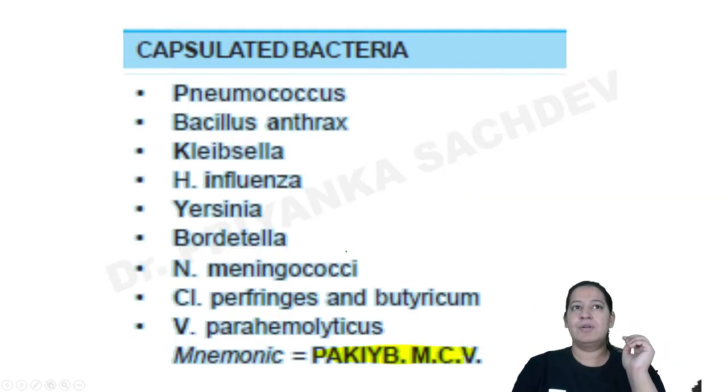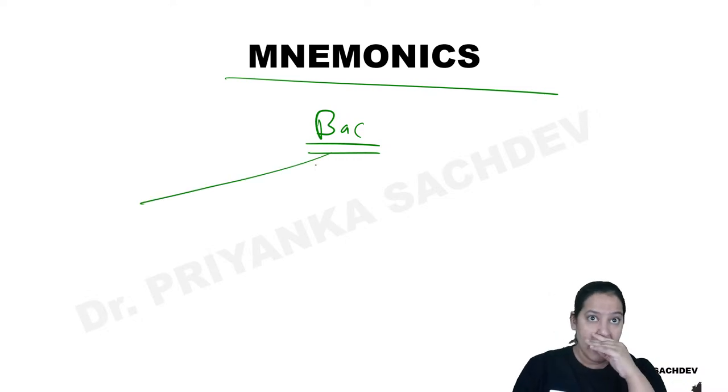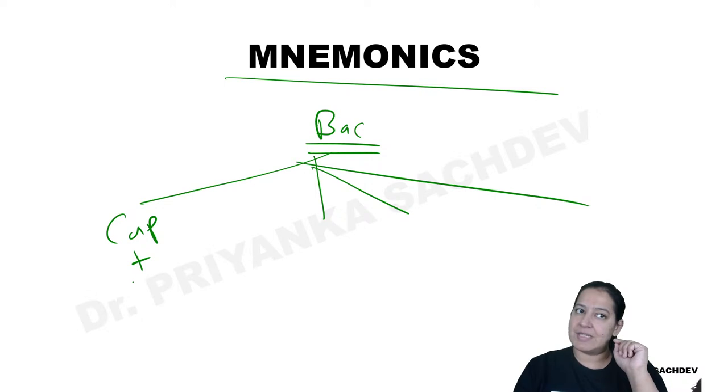Okay, I will tell you a few mnemonics now. Whenever you study any bacteria, you tell four things about the bacteria. Number one, whether the capsule is present or absent, right? Then whether the bacteria is motile, present or absent.